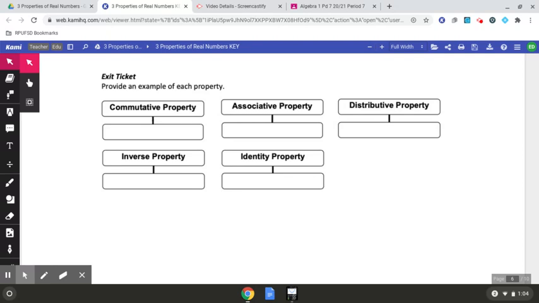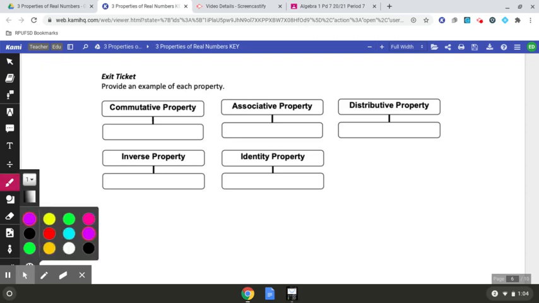Okay, so if you tried it at this point, you're going to type in your example. So I'm going to draw it in. So commutative property, I'm going to use addition here, and I'm going to say 2 plus 3 is equal to 3 plus 2. So remember in this example, my order changes, right? That's my commutative. We change order.